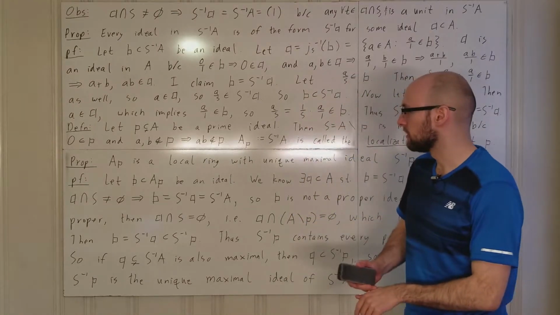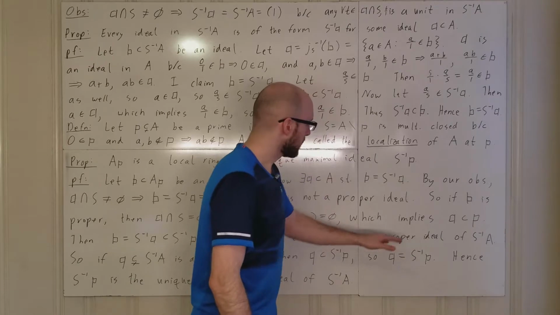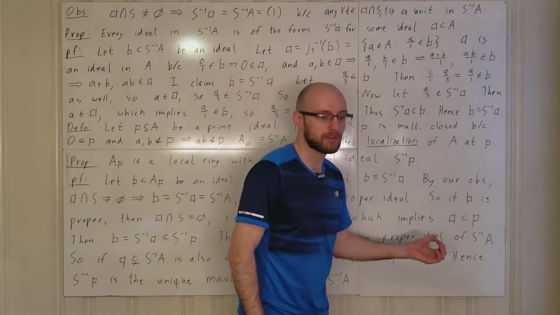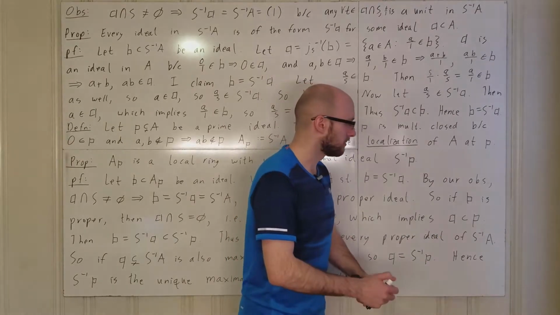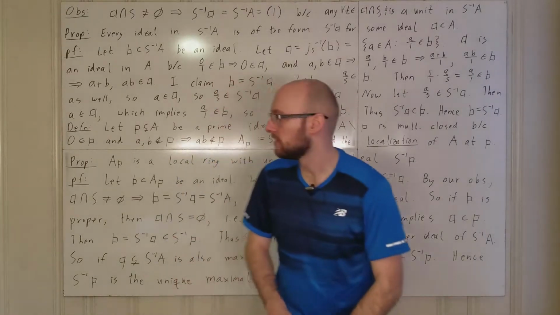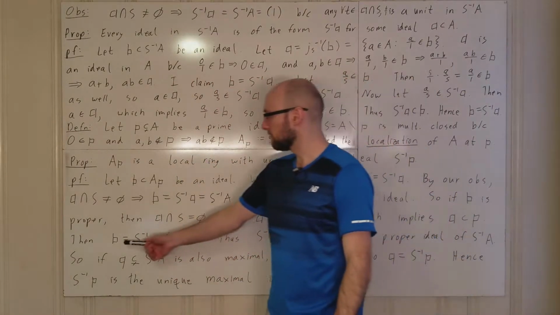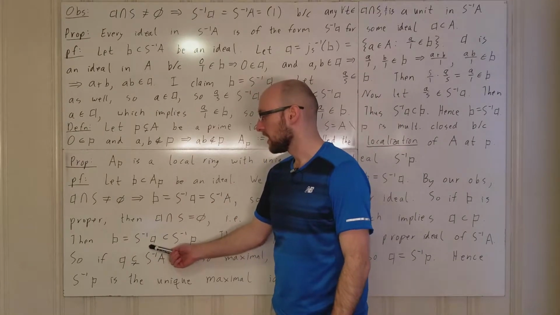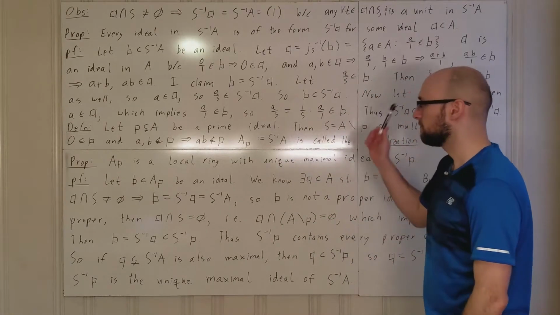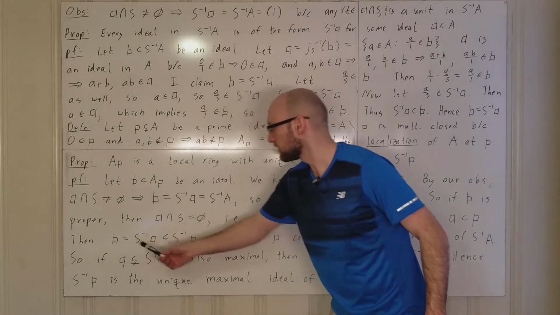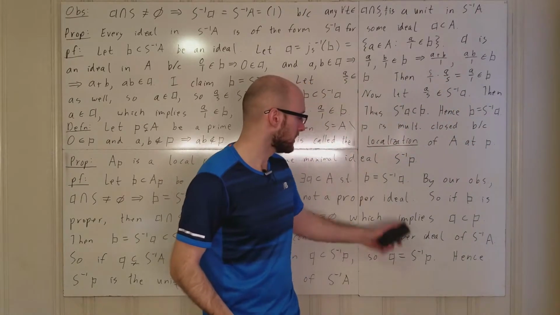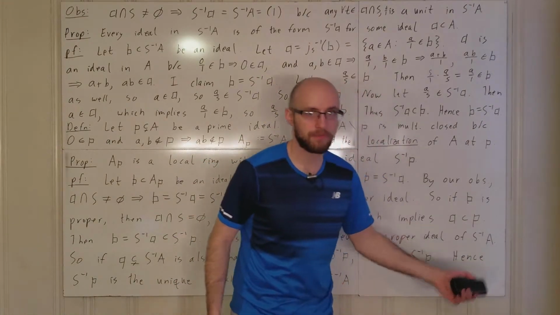Okay, so now what? If you have fancy A contained in P, then this containment is preserved under taking the ring of fractions, because you're just adding in denominators. So now B, remember, is S inverse fancy A, and now this is contained in S inverse P. So if B is a proper ideal, then B is contained in S inverse P, so S inverse P contains every single proper ideal of S inverse capital A.